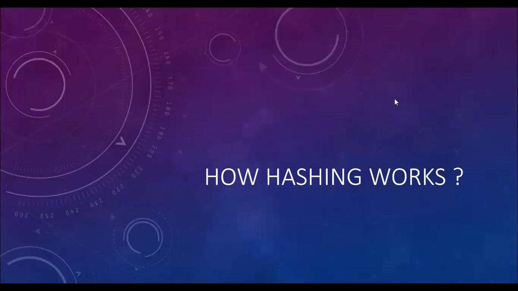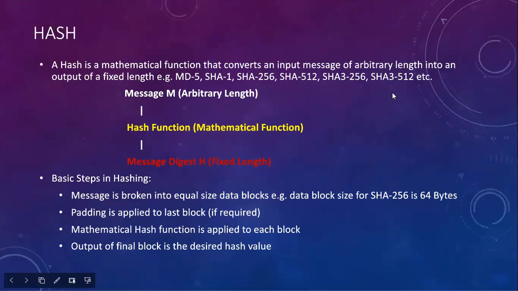Today, I will be talking about how hashing works. Hash is a mathematical function which takes a message of any length and gives us an output of fixed length. Some of the most commonly used hash functions are MD5, then the SHA1 family, then the SHA2 family, and nowadays we also have the SHA3 family.